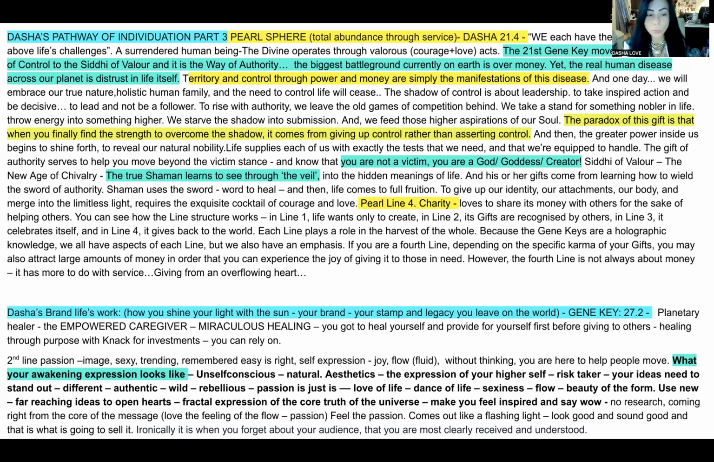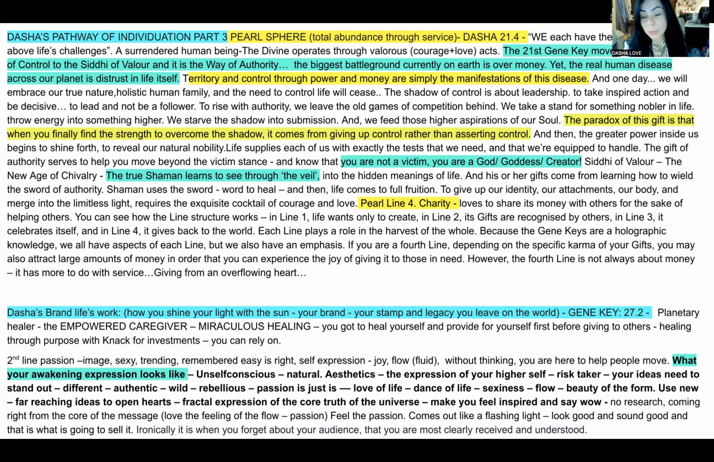And this is how the 4 lines are structured. Line 1 wants to create. Line 2 wants to be recognized by others. Line 3 wants to celebrate itself. And line 4 wants to give back to the world. So each line plays a role in this harvest of the whole, because the Gene Keys are a holographic knowledge. We all have aspects of each line, but we have an emphasis on one more than the others.